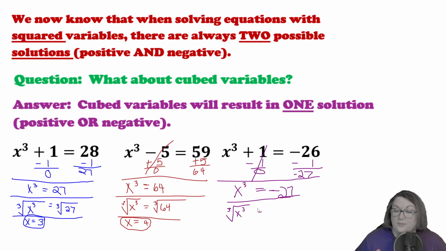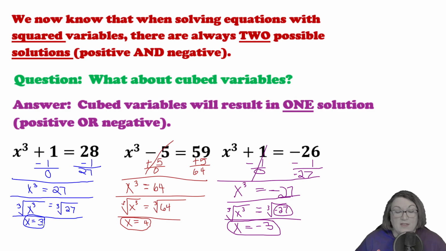And the cube root of x to the third power is x. X times x times x equals x to the third power. And what number times itself is negative 27? That would be negative 3. So here we have one solution that's negative because the number under the radical is negative.